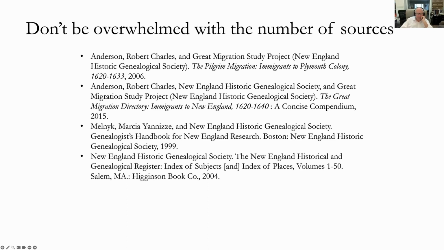And then there's one other, and that's the Genealogical Register. This is a journal publication that comes out quarterly, and the first 50 volumes have a subject index and an index of places. So you can go in here and look for people, and then you'll find extensive articles talking about all the evidence that exists for a certain family.